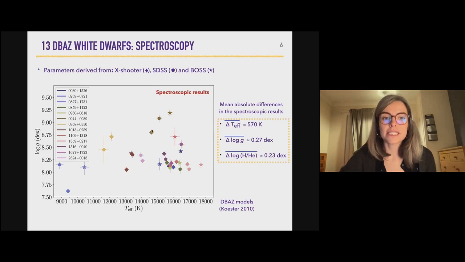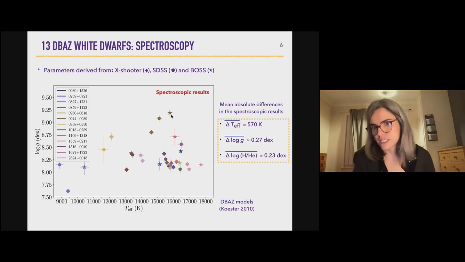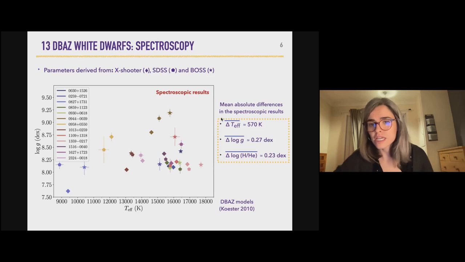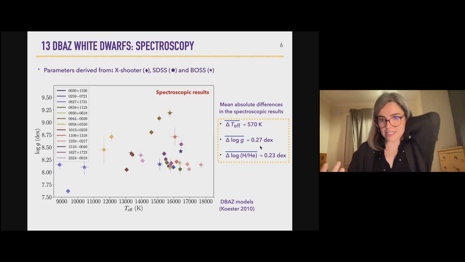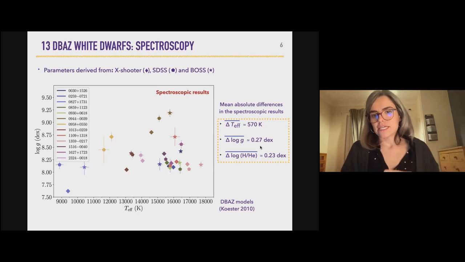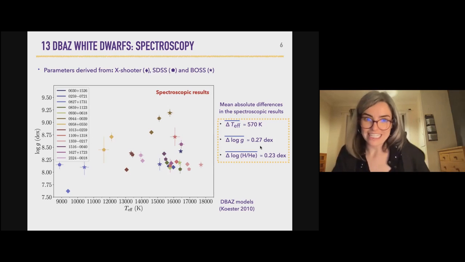And what we obtain is that in all the cases, the statistical uncertainties are much smaller than the systematic ones, which we derive by means of the mean absolute differences in the spectroscopic results. That's how we obtain these figures that I am showing you in this table on the right, and that we suggest to quote if we just have one set of spectroscopic data.